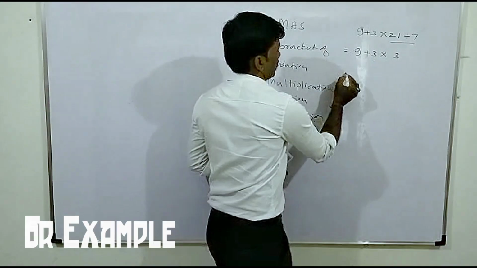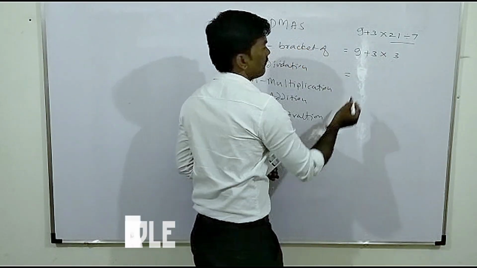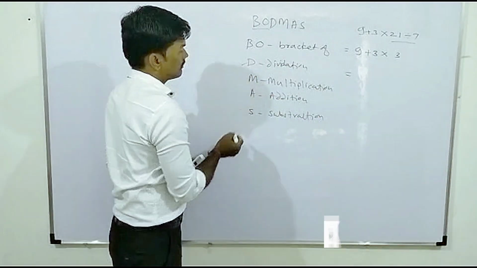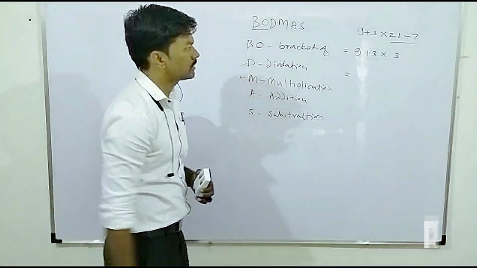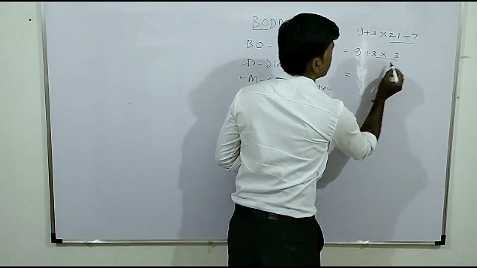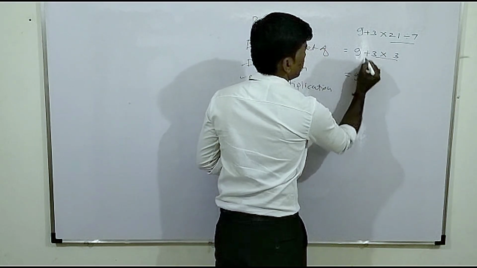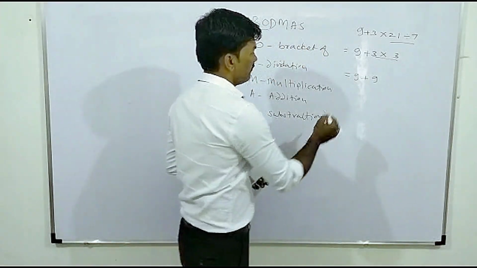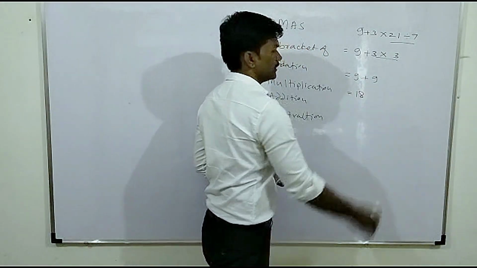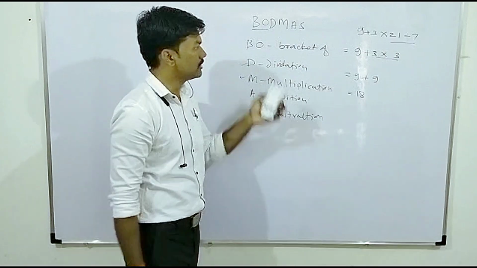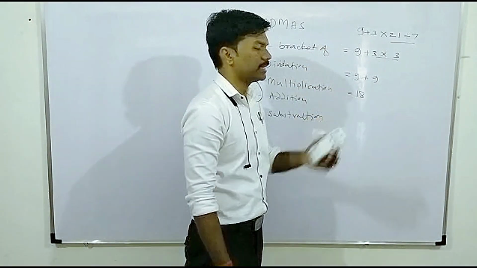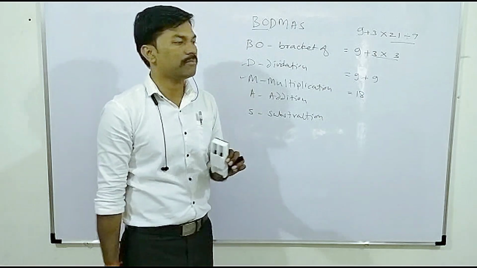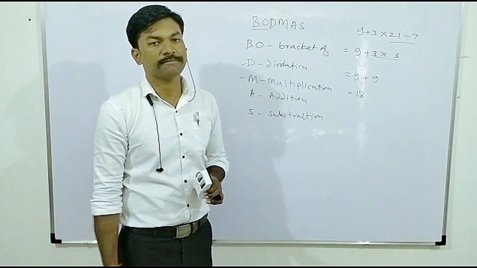In the next step, we have addition and multiplication. Between addition and multiplication, the multiplication comes first. So we should do the multiplication here. It means 9 plus 3 into 3, that is 9 plus 9. Finally, we have the answer, that is 18. So by following this rule, we reach the correct answer, that is 18. This is the simple rule we should remember to reach the correct answer.